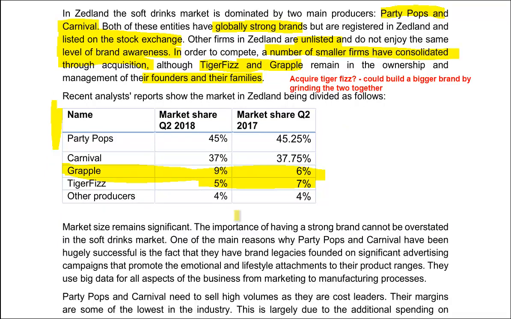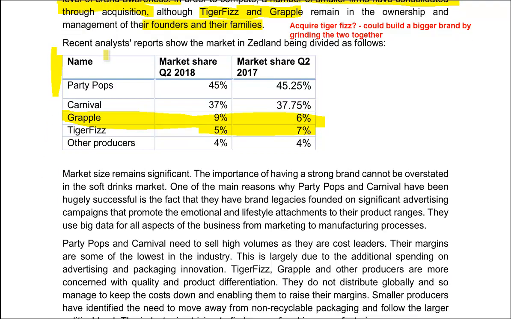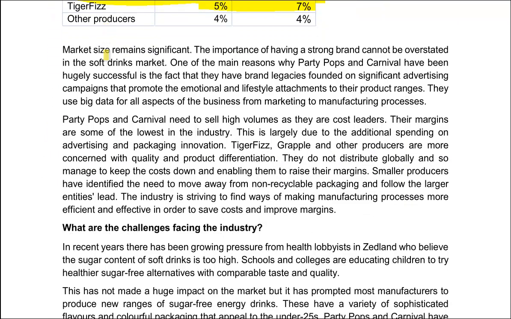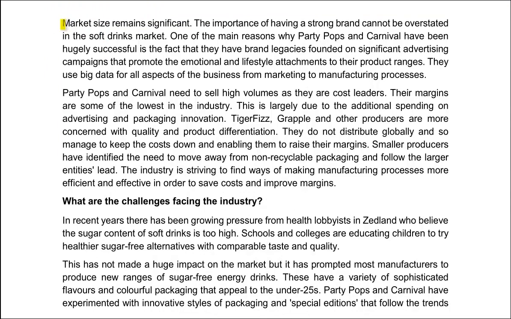Importantly, on this kind of aspect, we will see that if they were to acquire Tiger Fizz, it would also potentially build a bigger brand, which we know is super important to compete with Party Pops and Carnival. So let's scroll down now to further information. We can see that market size remains significant. Okay, so they're basically saying it's still a positive NPV project to invest in the market. It's still a good market to gain profit from. Just a standardized sentence. So we know that the market's not necessarily in trouble right now, at least in Zedland.